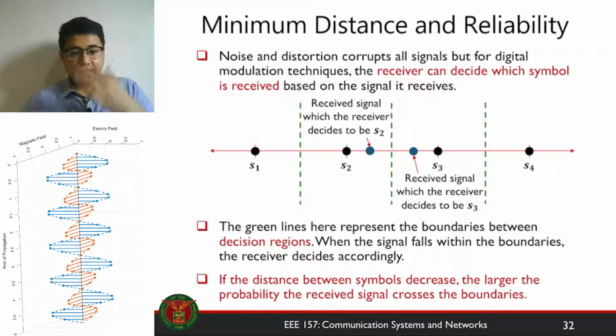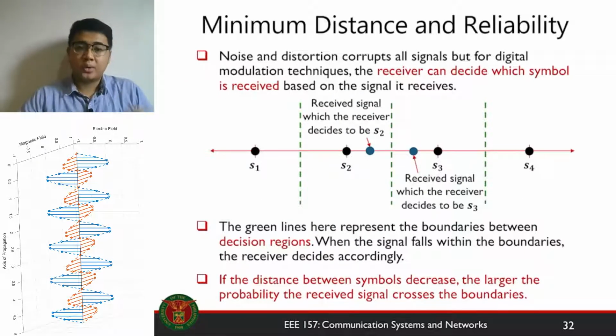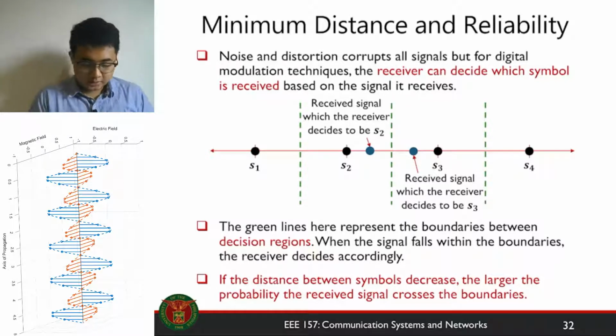Next thing we need to know is the relation between the minimum distance and the reliability of your signal. As you know, the signals that you receive can be corrupted by noise. The range of signals that you'll get could be here.